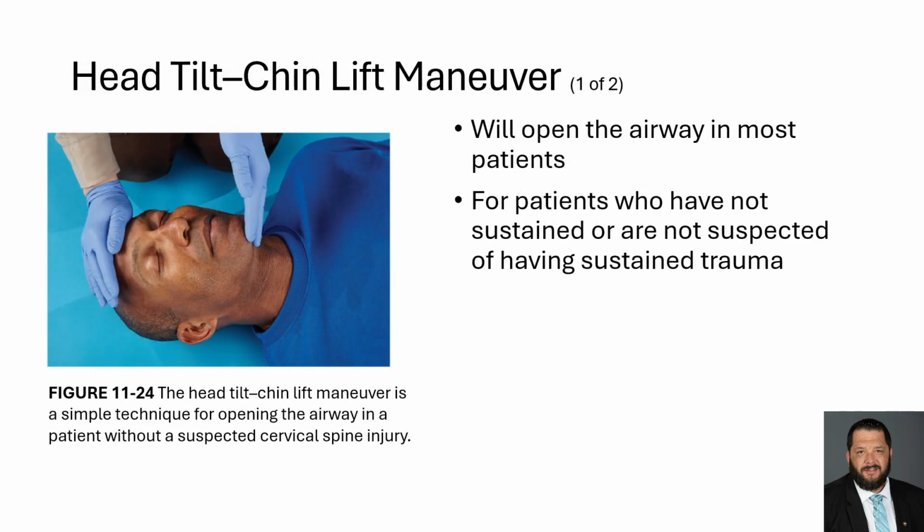The head tilt chin lift maneuver is for patients who have no suspected trauma or cervical spine injury. This is because it articulates the spine when we open the airway. To perform the head tilt chin lift maneuver, you'll place one hand on the head of the patient, with the other hand, two fingers, under the jaw, and you will tilt the head upward, allowing the tongue to be pulled forward and away from the oropharynx.